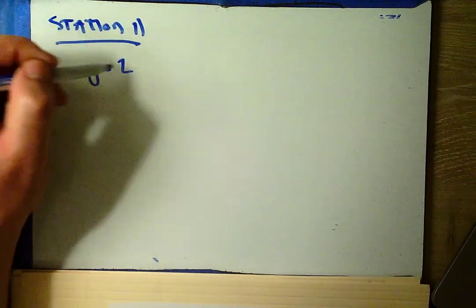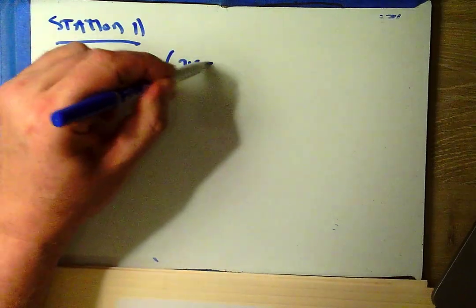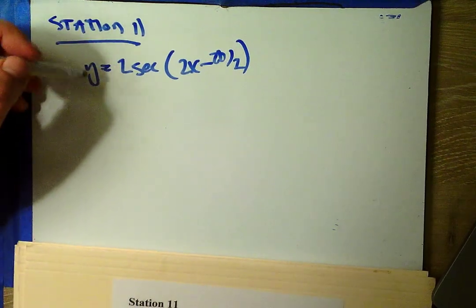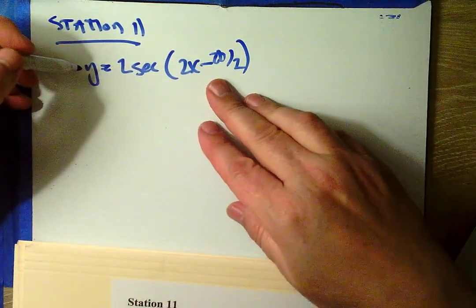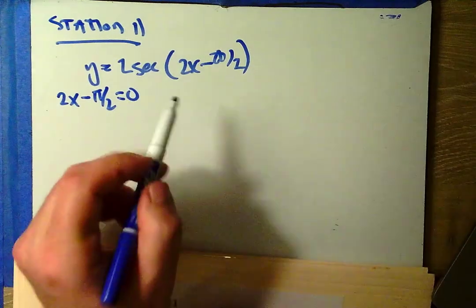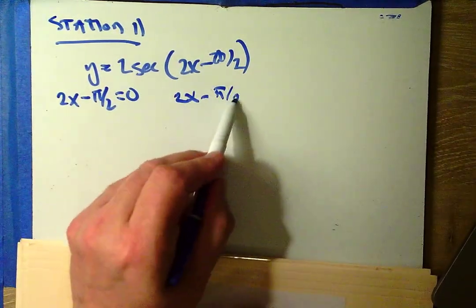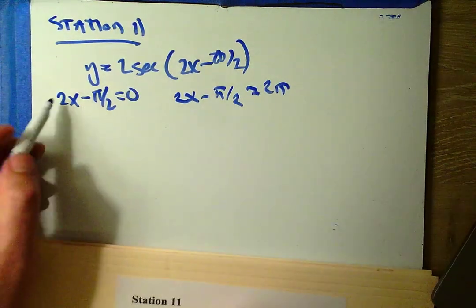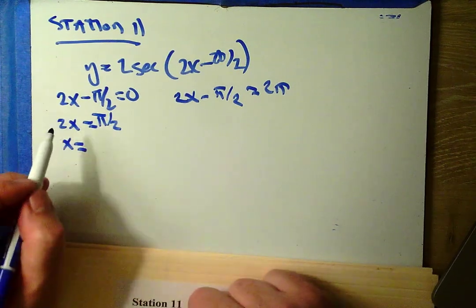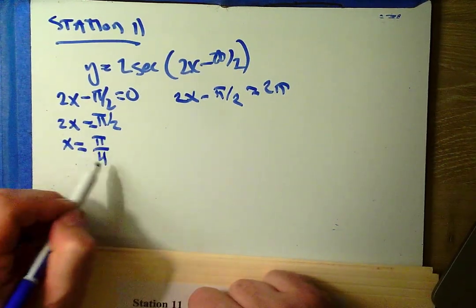Station 11, another graphing problem. This time we're graphing y equals 2 secant of 2x minus pi over 2. So for secant, we graph cosine first. And for cosine, I set the argument equal to 0 and 2 pi. So 2x minus pi over 2 equals 0, and 2x minus pi over 2 equals 2 pi. I end up here with 2x equals pi over 2, or x equals, not pi, I have to divide both sides by 2, so I get pi over 4.